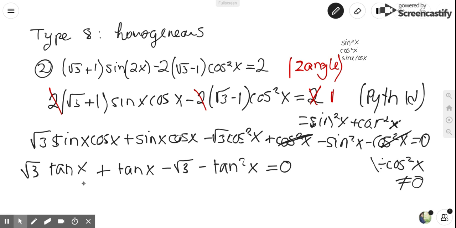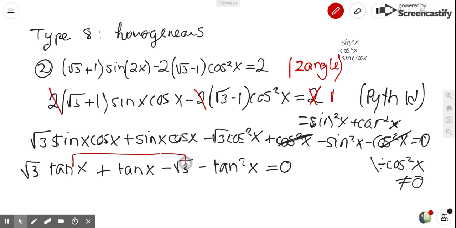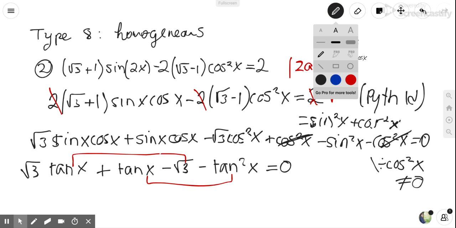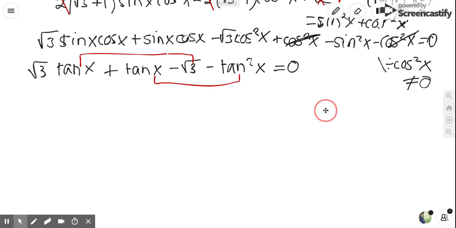So now this is pretty nice. What I think I'm going to do is, since we have tangent everywhere, and we have a root 3 here, 1, and 1, we should probably pair them up and see if that works. Hopefully that's going to work. So I'm going to pair the roots together and then the ones together. Sorry, it's a little hard to move the screen. Okay, all right, let's do that.